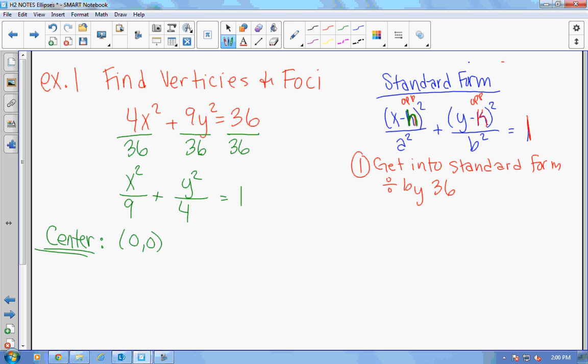Okay, but it's not a circle, so we don't have a constant radius. If it was a circle, we'd say the radius is 1, because we take the square root and it'd just be 1. Okay, so for the vertices, actually let's go back here really quick.